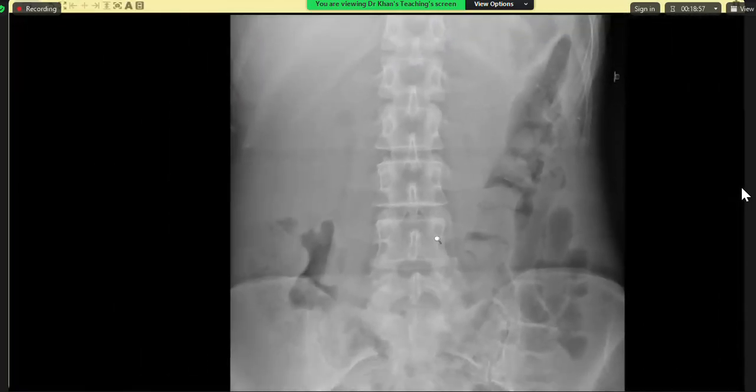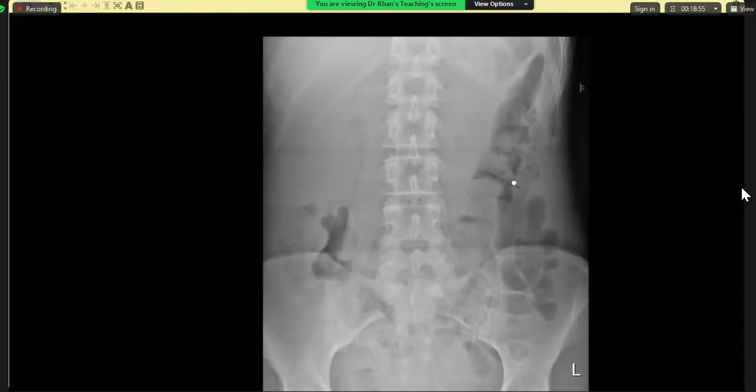So this was the main thing. Second thing is that I think you used the word displaced. You should not have used the word displaced because this is just a normal variant. It is a redundant transverse colon, which can go all the way down into the pelvis.